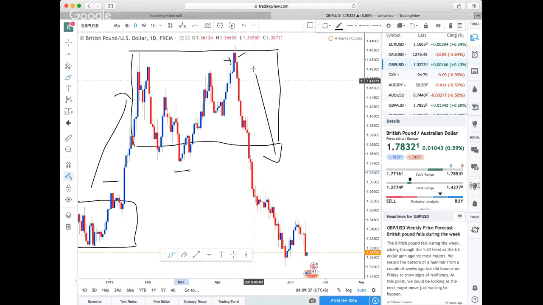Okay, so what happened? Price marks down and makes a new low. Okay, and we can see a lower high, and this is called a redistribution.